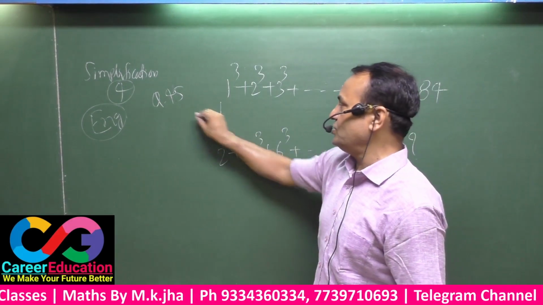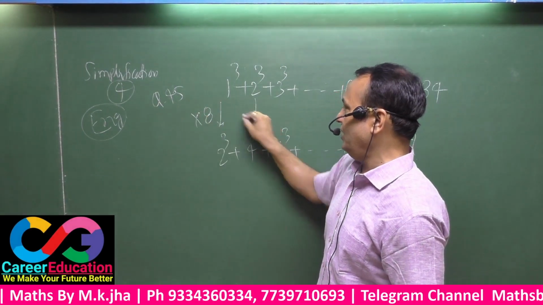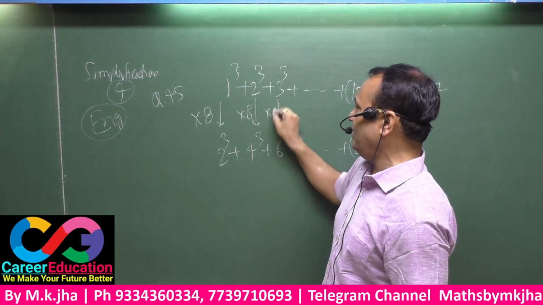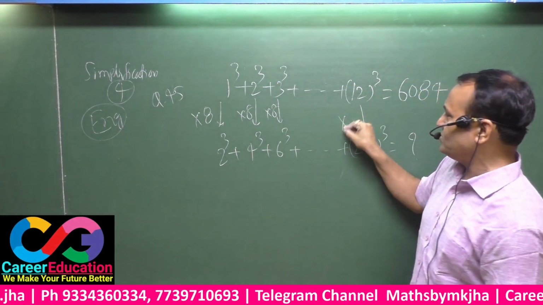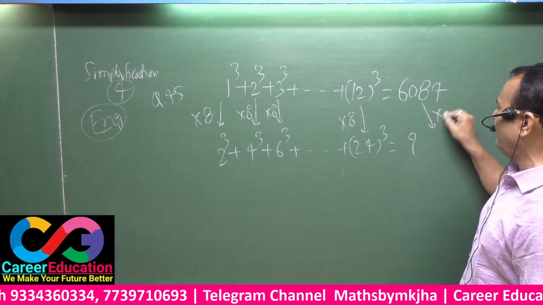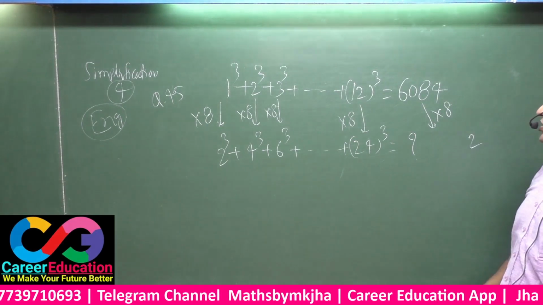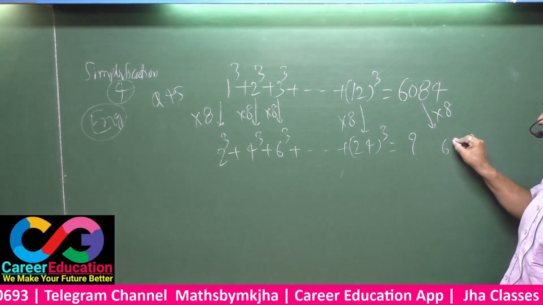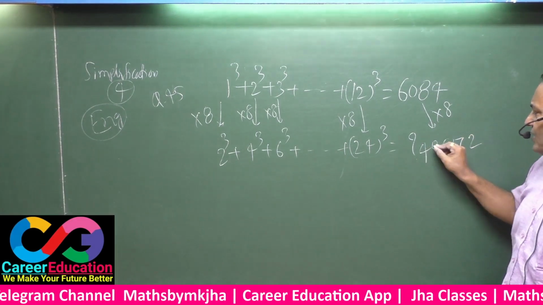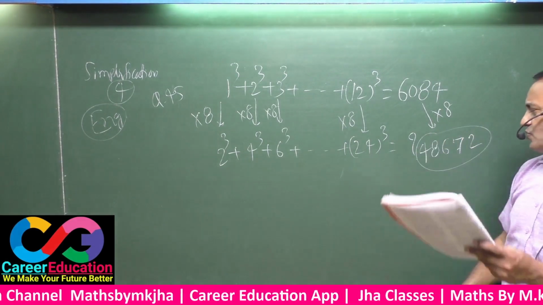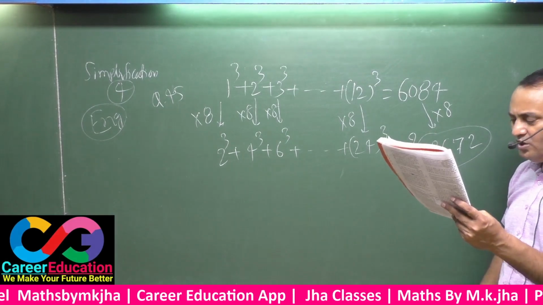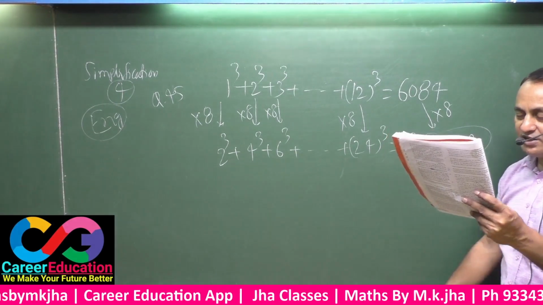See here, this is 8 times here, again 8 times here, again 8 times, again 8 times. That means your result will also be 8 times. 8 sixes are 48, 8 sevens are 56, 8 eights are 64. Thus you got the answer of this question, 48672. That is of course the right answer. Note down first.